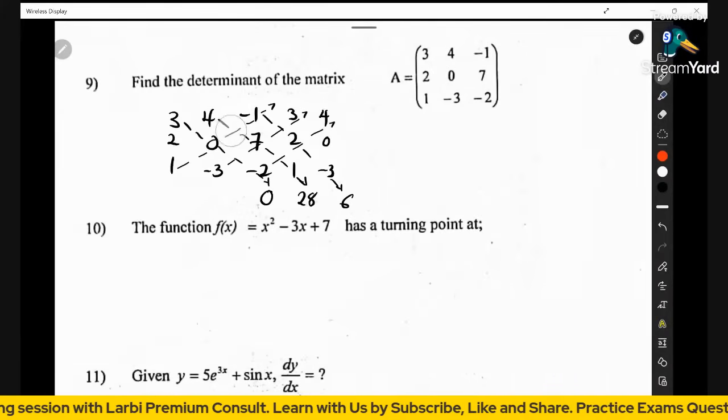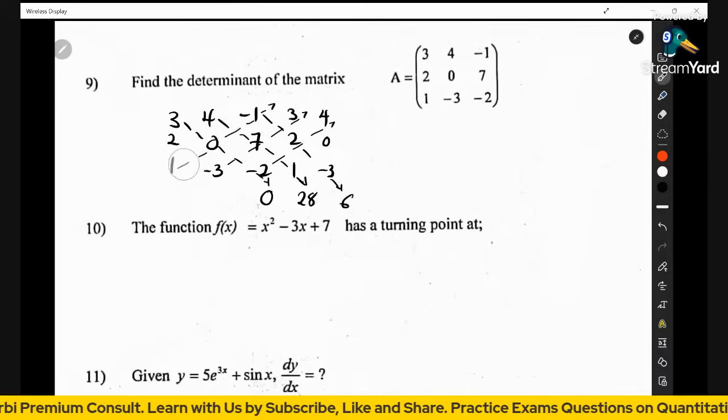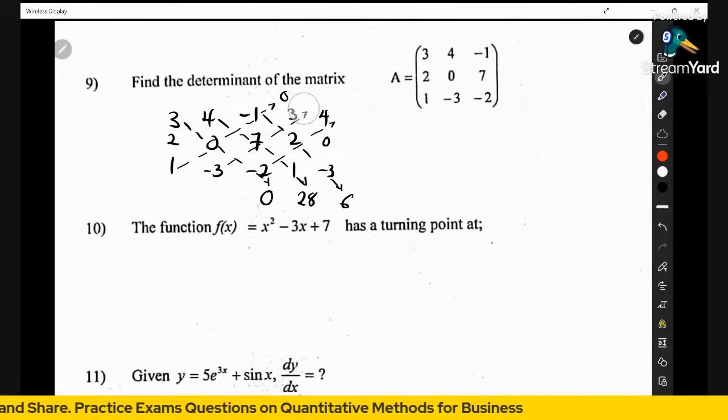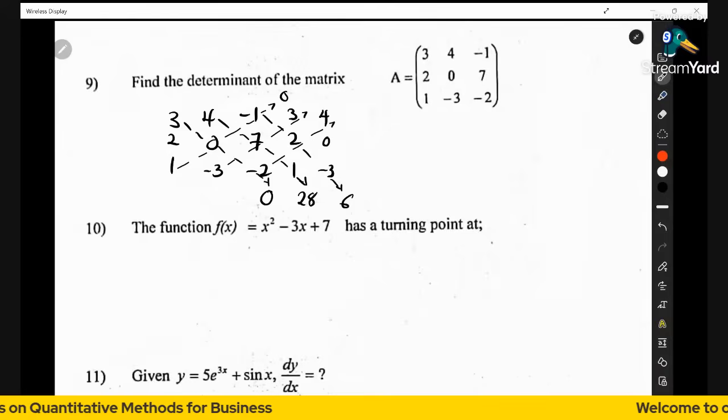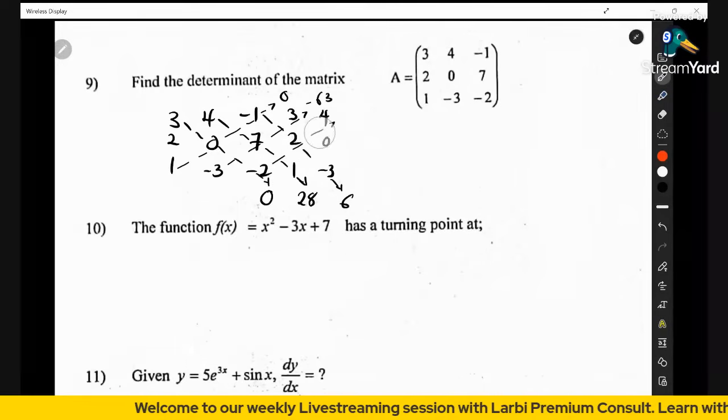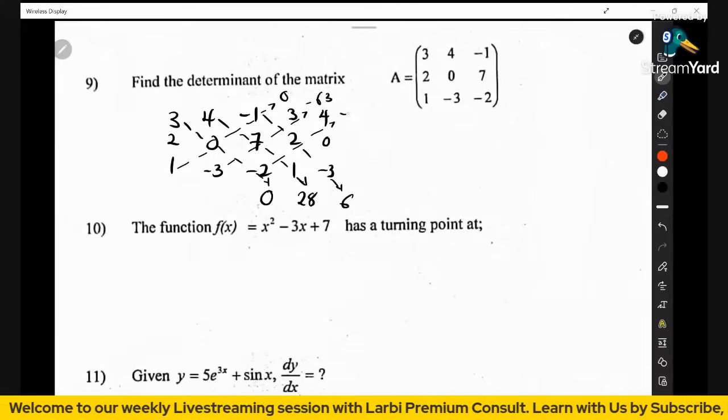After that, you deal with the upward arrows. So if you have 1, 0, negative 1, we are getting 0, because of the 0. Then we have negative 3, 7, 3. We are getting negative 63. Okay, and then lastly, we have negative 2, 2 and 4. We are getting negative 16.